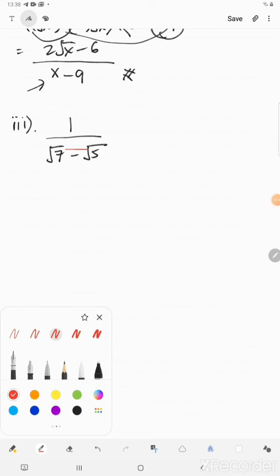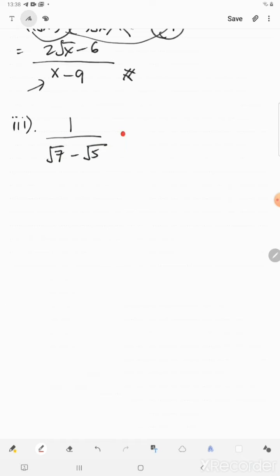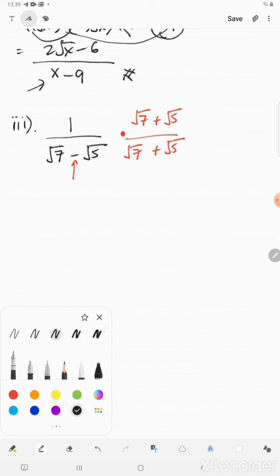Now we have 1 over square root 7 minus square root 5. Okay, ni nak multiply dengan apa? Siapa tahu? Okay, Madam tolong. Okay, jawapan dia, bila kita ada minus, so multiply dengan square root 7 plus square root 5 divide by square root 7 plus square root 5. Atas bawah sama. Okay, so kita solve terus. Darab je. Senang je ni.